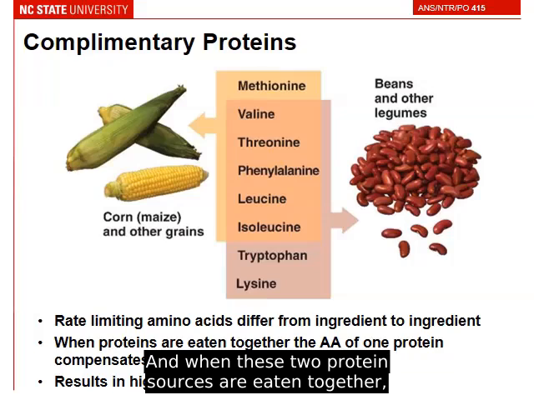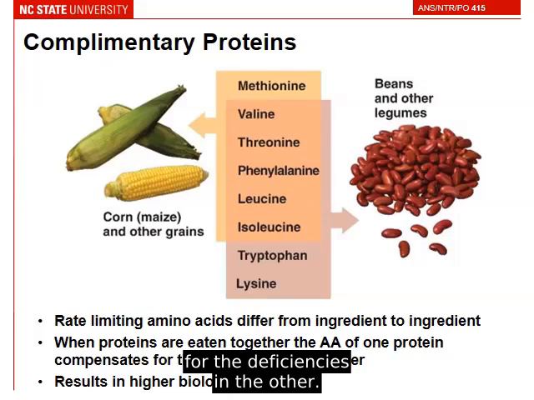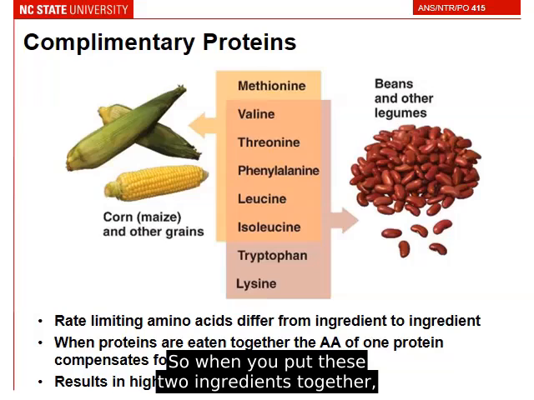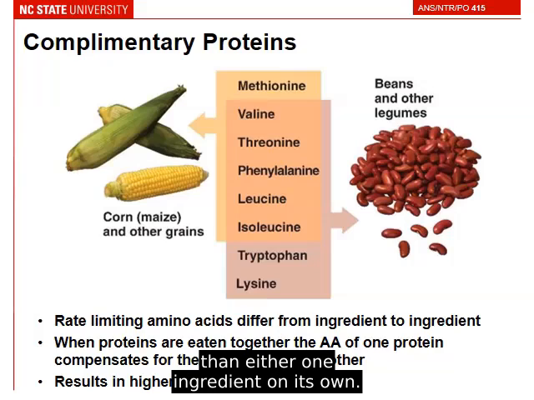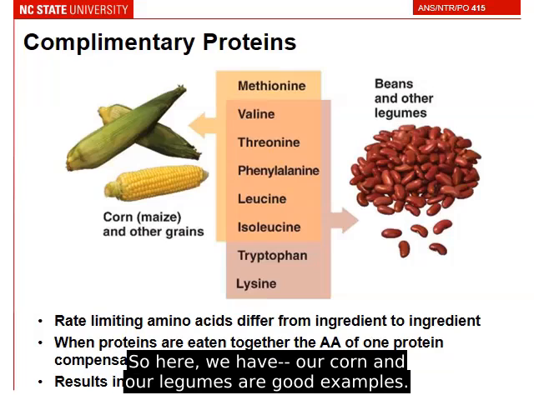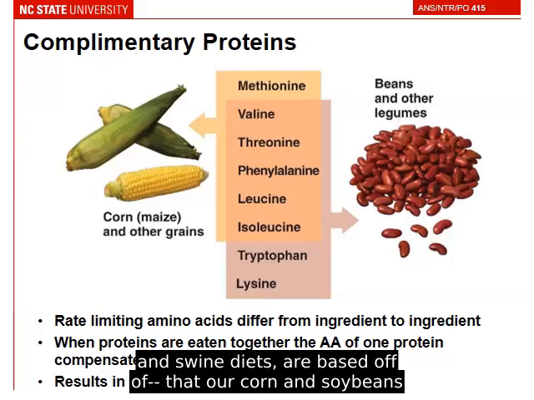And when these two protein sources are eaten together, the amino acid from one compensates for the deficiencies in the other. So when you put these two ingredients together, it results in a higher biological value than either one ingredient on its own. So here we have our corn and our legumes as good examples. This is what the majority of, especially poultry and swine diets are based off of, that our corn and soybeans are complementary.